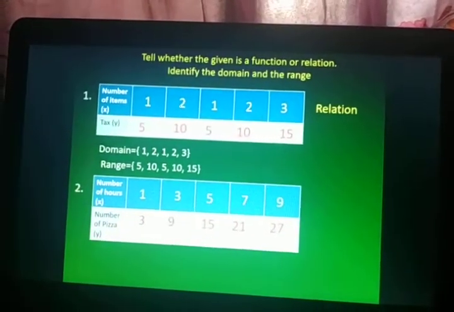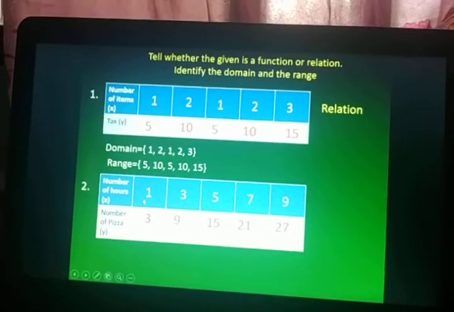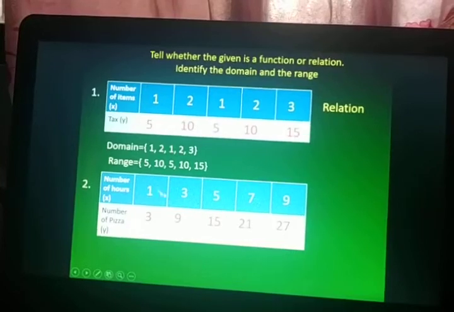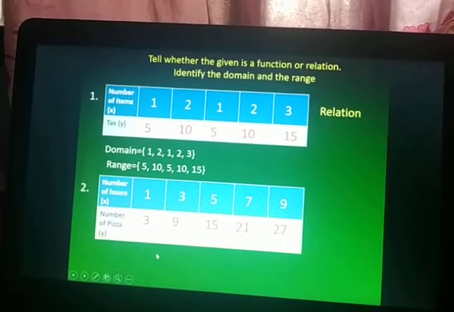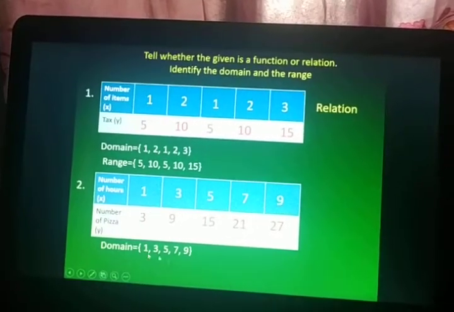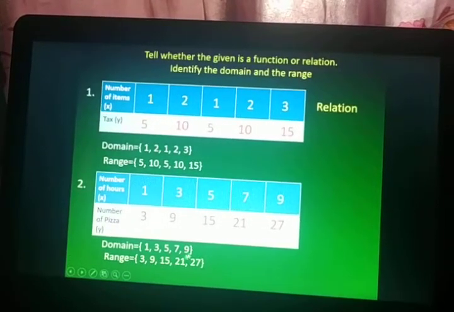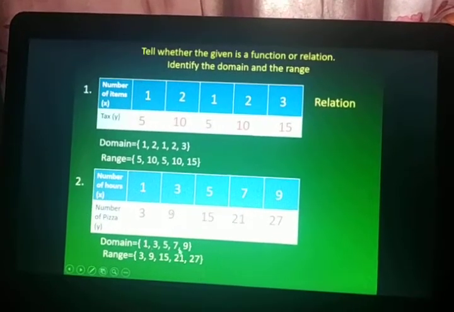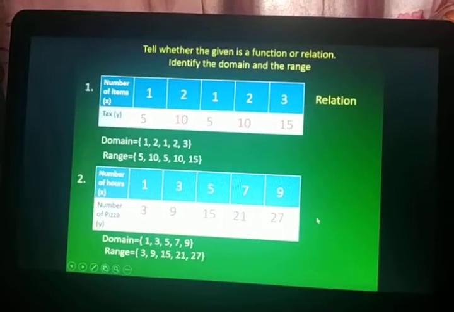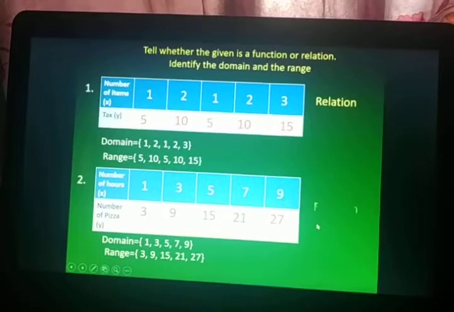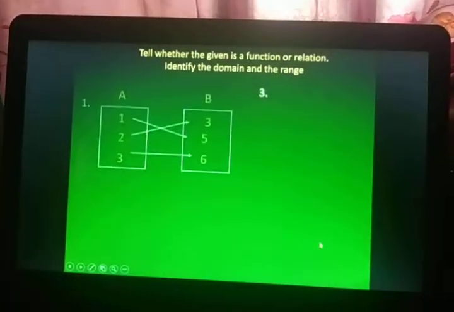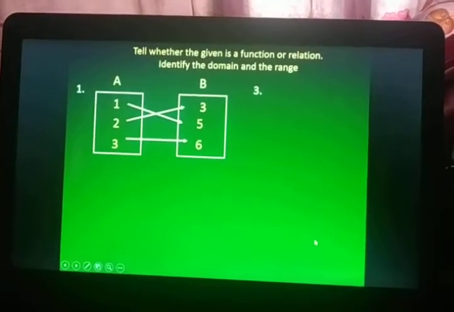How about number 2? There, we'll have the data, number of hours, and then we can produce this number of pizza. What's the domain? Those are numbers 1, 3, 5, 7, and 9. And the range, 3, 9, 15, 21, 27. Question, is there a repetition in the domain or x values? No. And so this is a table function. Okay. Easy, right? Next, let's go to the mapping diagram.